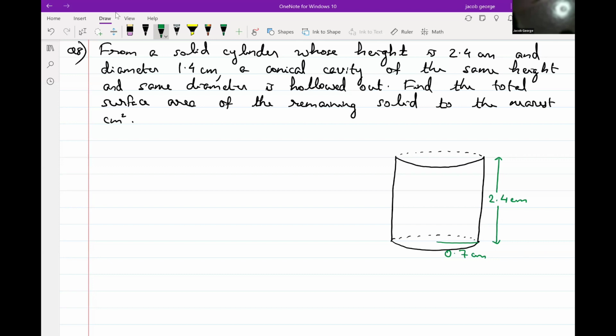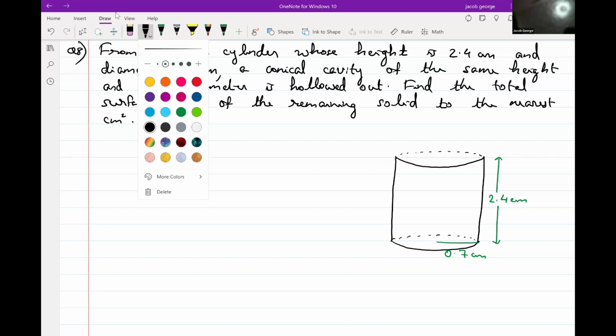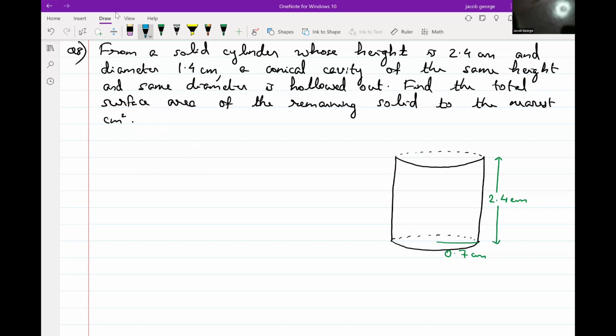From this, a conical cavity of the same height and diameter is hollowed out. So from this, a conical cavity is hollowed out like this. This cone is taken out. Height is the same, diameter is the same. Find the total surface area of the remaining solid to the nearest centimeter square.